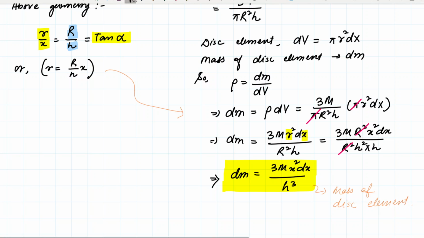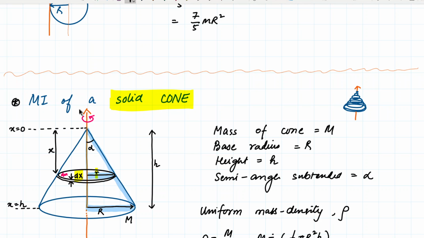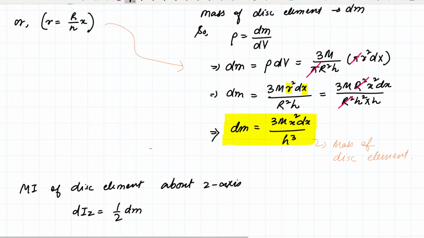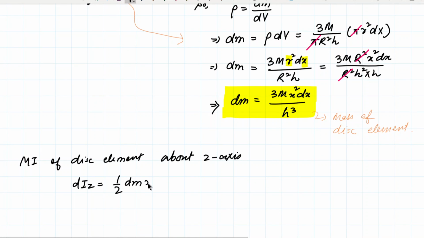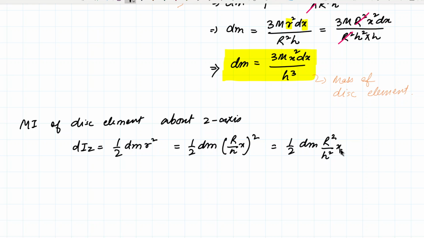So this is the mass of the disk element. Now you want to calculate the moment of inertia of the disk element about the z axis. So let's suppose this is the z axis. This is just equal to dI_z = half dm r square, and with r = R upon h x, this is equal to half dm R square upon h square x square.